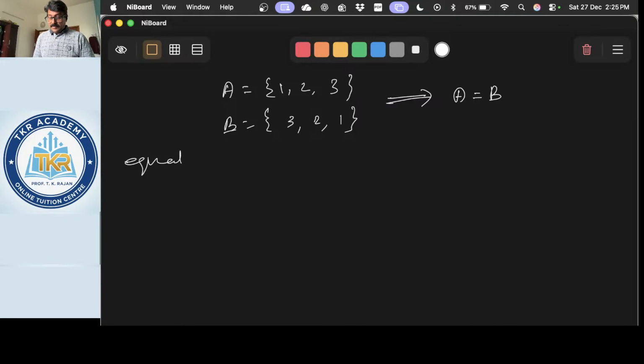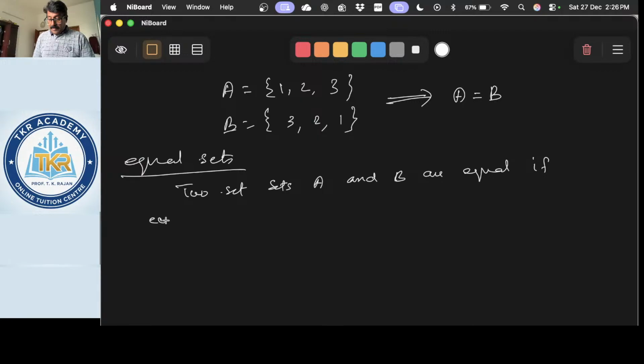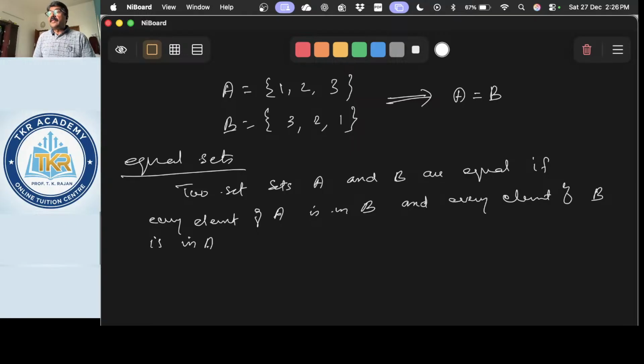So when we say two sets A and B are equal, it is if every element of A is in B and at the same time every element of B is in A. In that case, we say the two sets are equal.